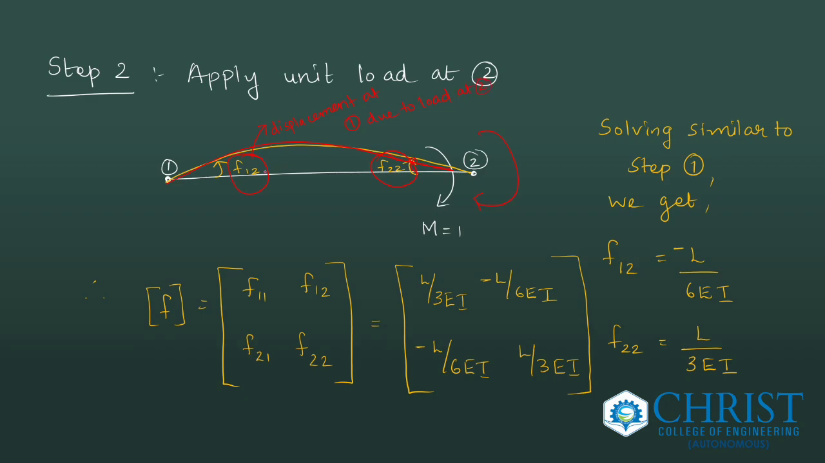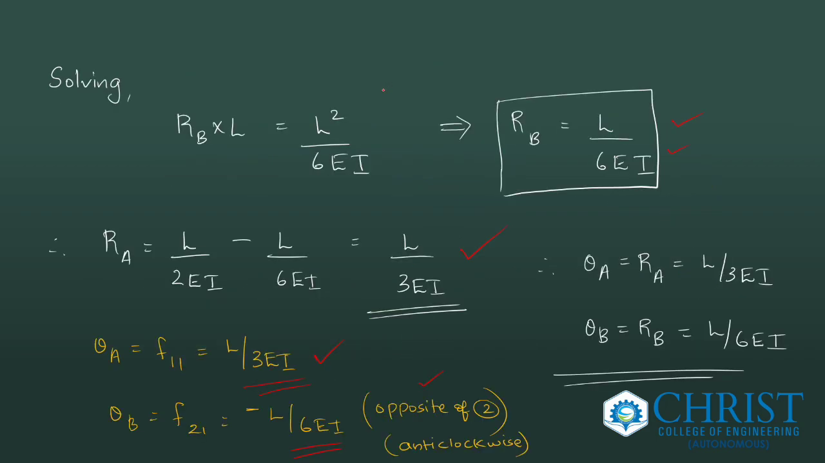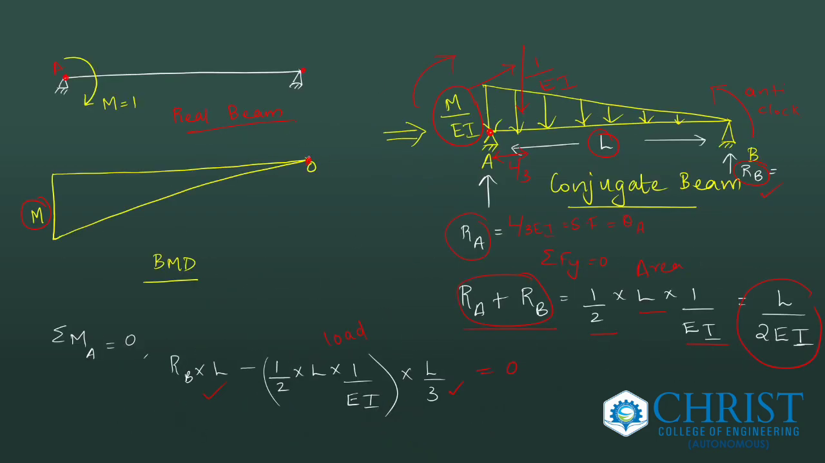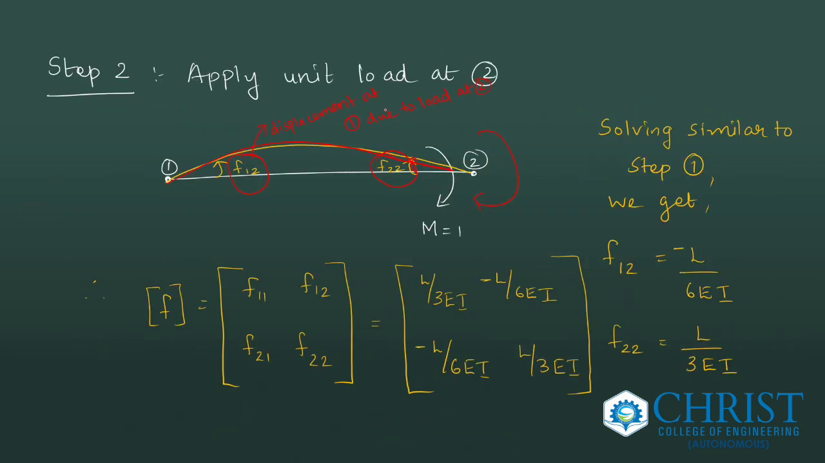So for the F12 value, solving with the same steps as in the previous case, we apply the conjugate beam method and find it out. You don't have to do that. You can just substitute the values. F12 will become L by 6EI, and F22 will become L by 3EI. You have to change the signs. F12's direction is anti-clockwise, hence a negative value is given, whereas F22 is positive clockwise, L by 3EI.